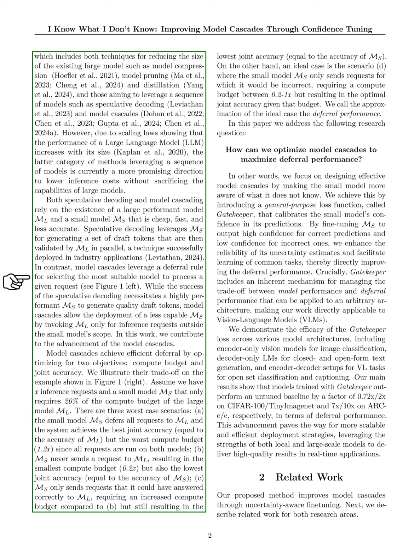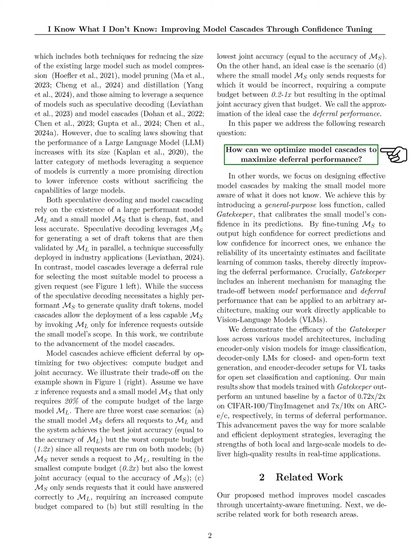Our work focuses on improving model cascades, which balance two goals: computing budget and overall accuracy. We illustrate this balance with an example involving inference requests and a smaller model that uses only a fraction of the resources of the larger model. We identify 4 scenarios regarding how the smaller model handles requests, ranging from deferring all requests to the larger model to only sending those it would get wrong. We aim to optimize model cascades to enhance what we call deferral performance, which is how well the smaller model can identify when to defer to the larger model.